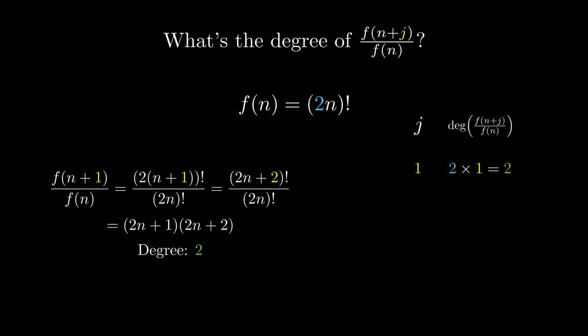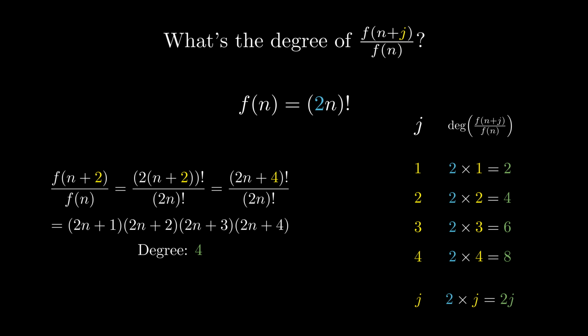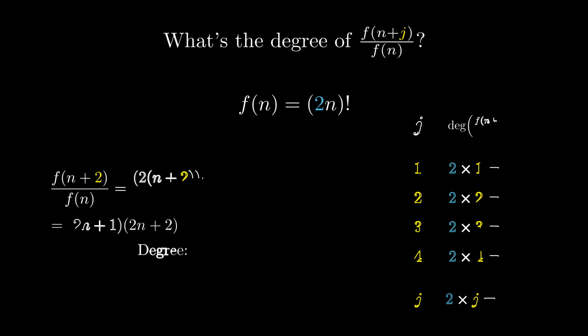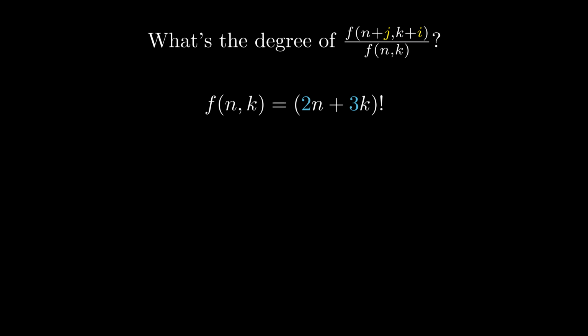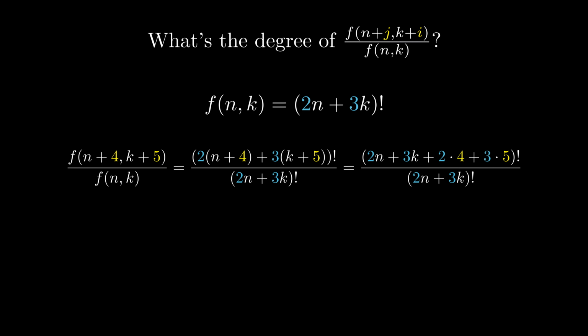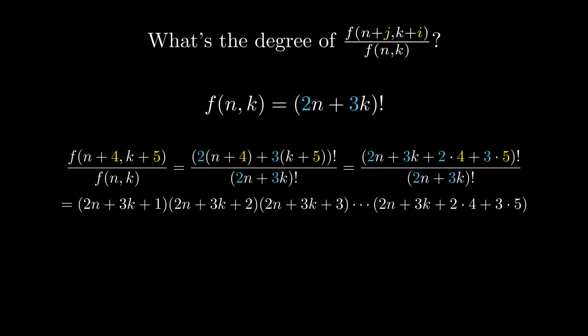If we change the arguments one at a time, watch what happens. Can you see what is happening? This little constant term is a linear combination of the coefficients of n and k. For example, if we had 2n plus 3k factorial in the numerator like this, then f of n plus 4, k plus 5 divided by f of n,k would give us a product of everything from 2n plus 3k plus 1 to 2n plus 3k plus 23. And we got the 23 here by doing 2 times 4 plus 3 times 5.